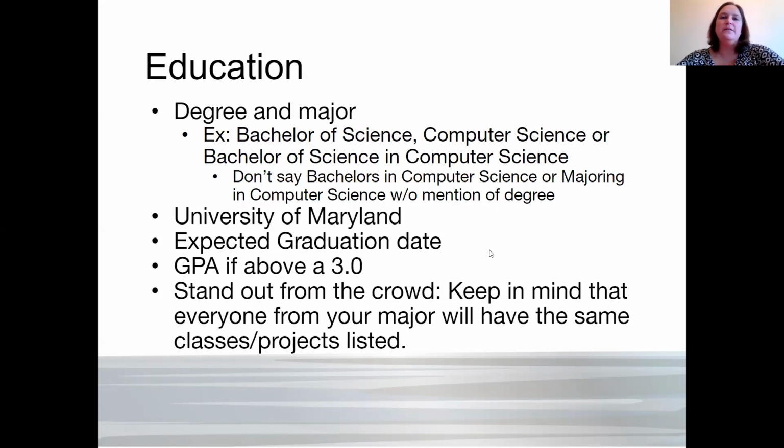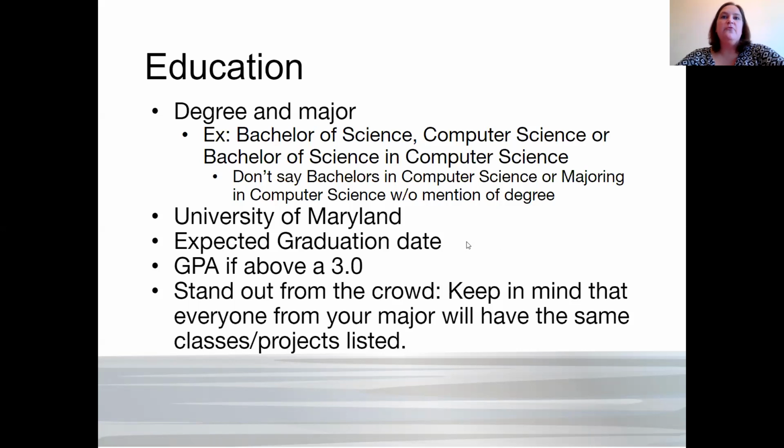Sometimes students will list, much like an experience, when they started at Maryland to present. You don't want to do this. You actually want to just list when your expected graduation date is. That tells employers everything they need to know. If they see May 2021, they're going to know you're probably looking for a full-time job. If they see May 2022 or sometime later, that is obviously not this academic year, they're going to know you're probably looking for an internship. So that can be really helpful just to give them that heads up.